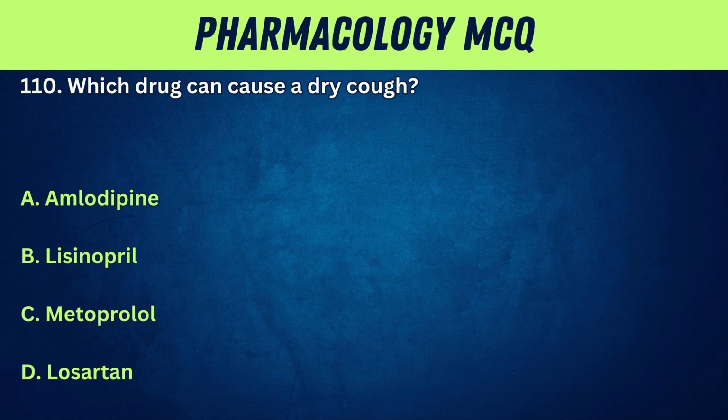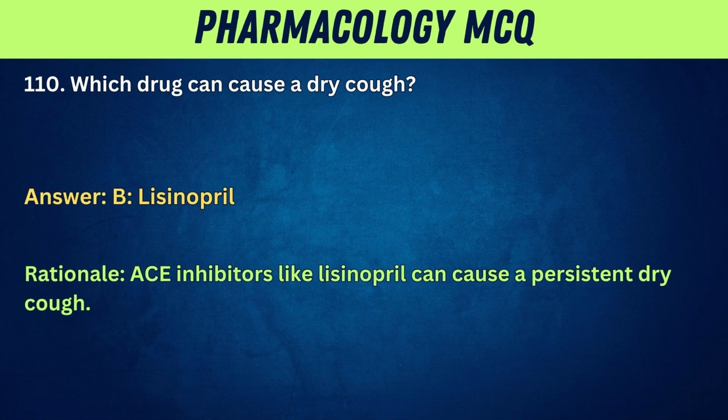110. Which drug can cause a dry cough? A. Warfarin. B. Lisinopril. C. Metoprolol. D. Losartan. Answer: B. Lisinopril. Rationale: ACE inhibitors like lisinopril can cause a persistent dry cough.